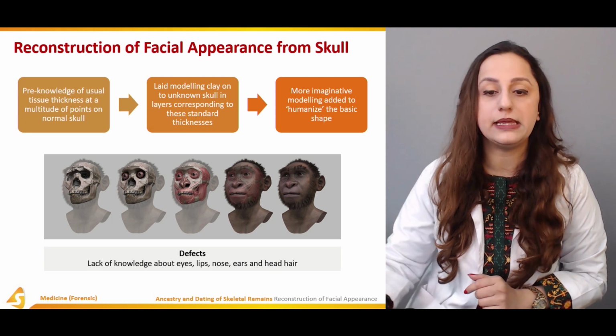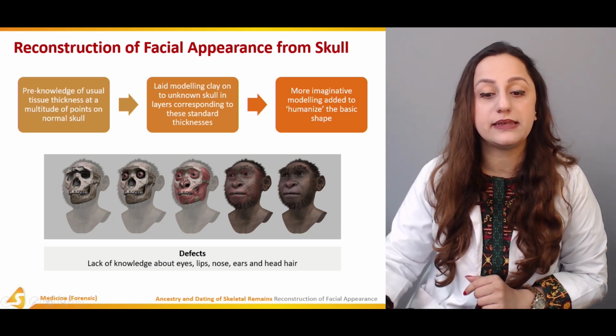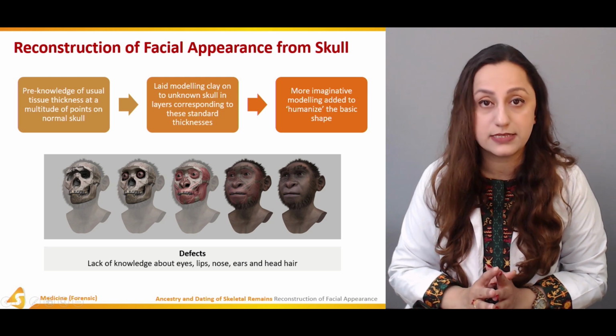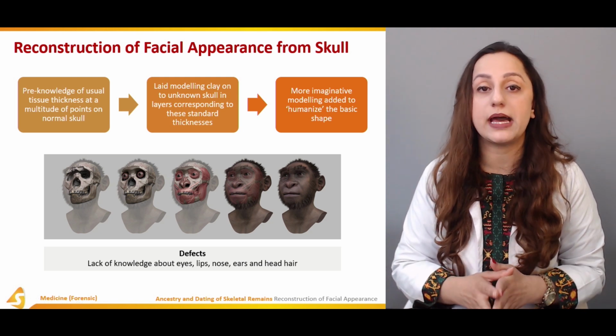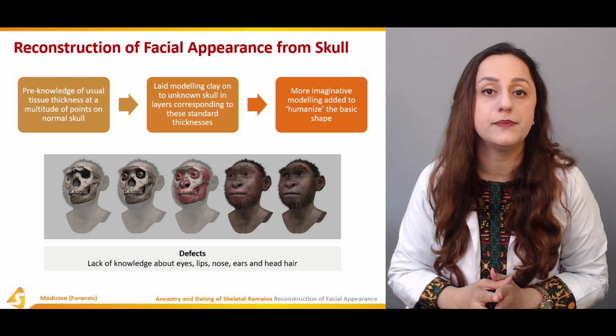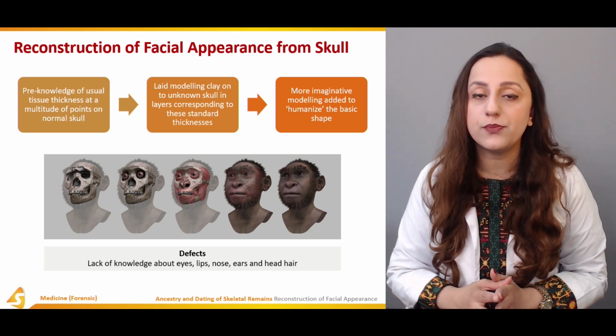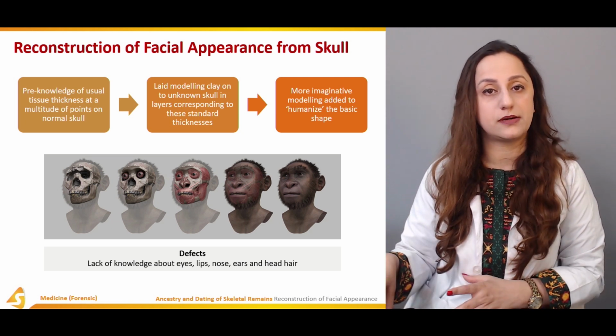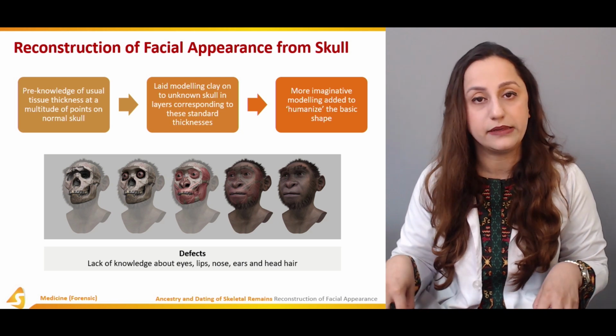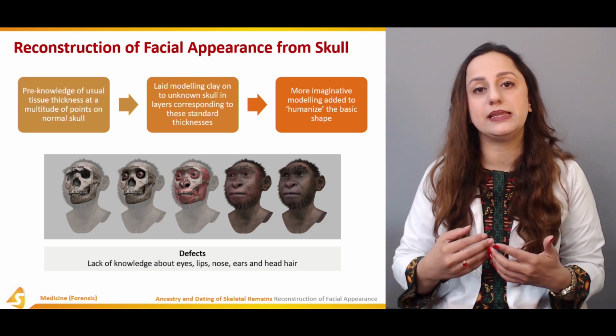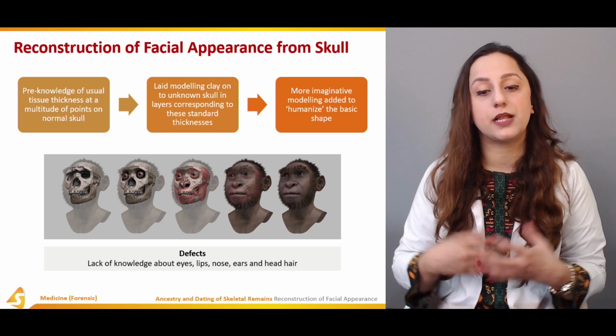What are they? Basically, it's the lack of knowledge about the eyes, the lack of knowledge about the nose and the lips, the ears and the head hair. So it's very important that you have these indices on your hand, and that is how you basically sculpt your model or sculpt your clay.